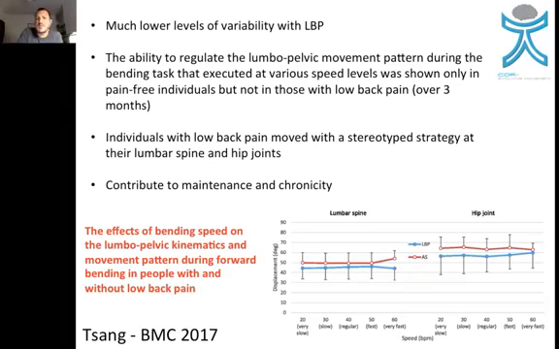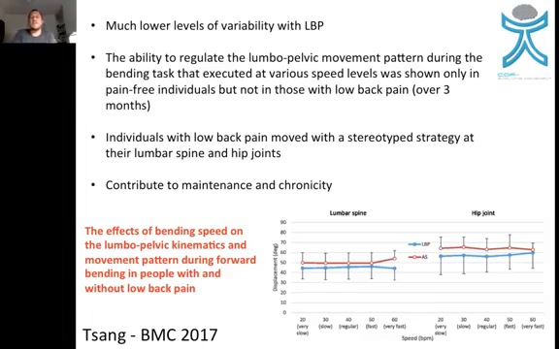So this is a paper from Xiang, BMC recently, and again they took some kinematic data. What they found was when you increase movement speed, actually movement range decreased. So people braced, they moved less, and we could say as the threat demand increased, people's protective responses increased as well. They found that people with lower back pain moved with a specific stereotyped strategy. And again, the idea is that these behaviours may maintain elements of chronicity.